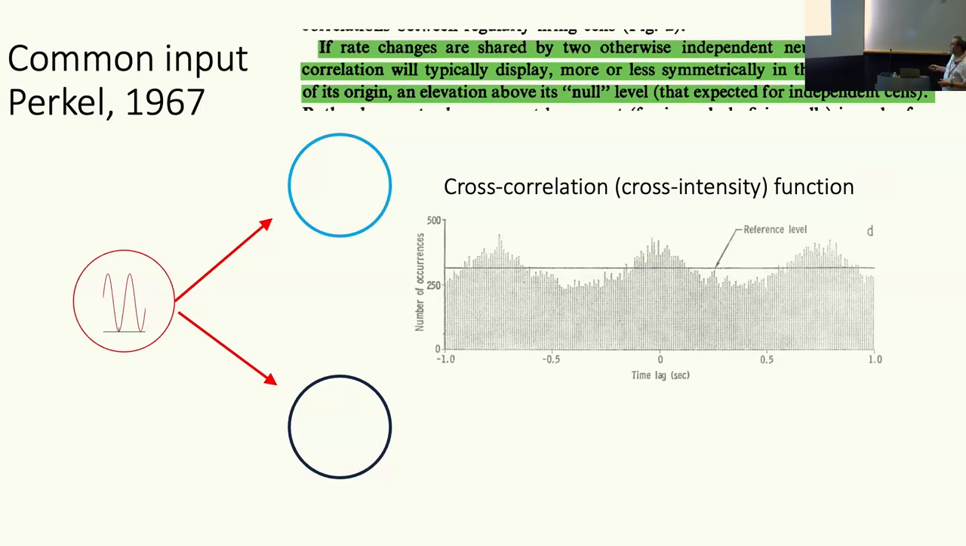And you can see, and this is a simulation from a famous paper by Perkel, showing what the cross-correlation would look like between two neurons that are driven by a common input. So you expect them to have a peak at around zero because they're driven by the same oscillatory input. This is an example from their paper, and they get the symmetrical cross-correlation. So we're taught to think symmetrical cross-correlations mean common input.